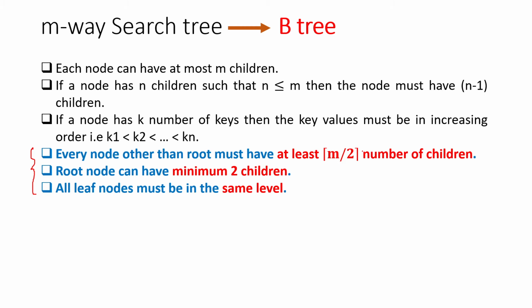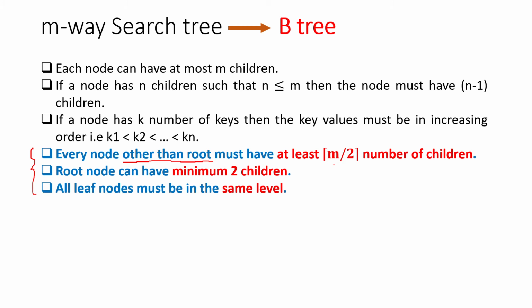Now the question is why other than the root? Because if every node must have at least m by 2 children, then how will the root node evolve? I may have situations where the root node contains only one key value. In that case, it must have a maximum of 2 children. So obviously it's not possible to say that the root node will also contain m by 2 children, whatever the value of m.